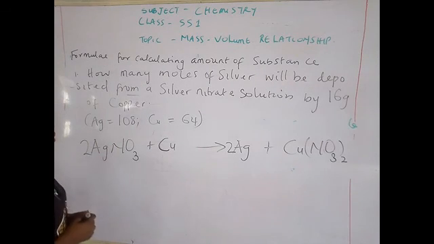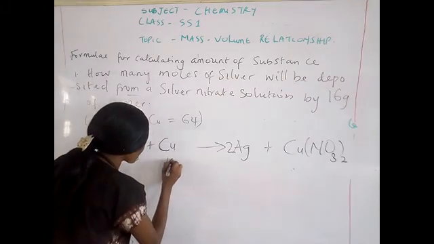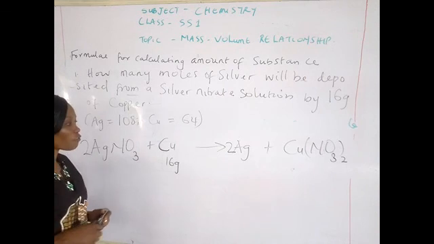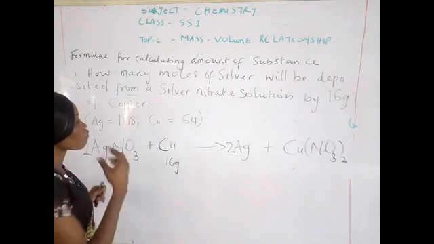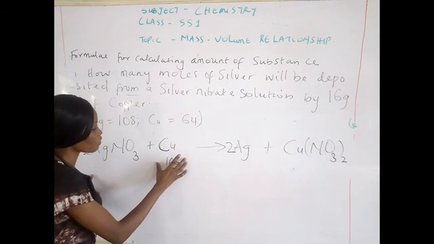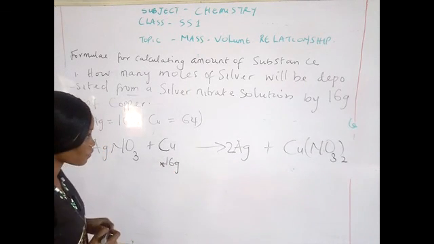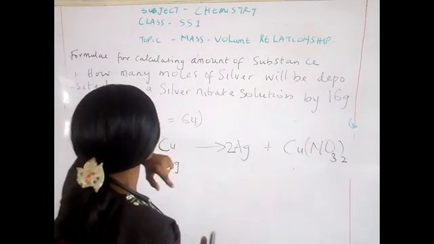All right, now let's look at the parameters we have. We have 16 grams of copper. Remember when you are solving the equation on this, you ask yourself 2 questions. The first one is, what do you have? What do you have means for which of the species are you given parameter? You are given parameter for copper. Then the next question you ask yourself is, what are you looking for? That means, which of the species do you want to do any calculation on? So the species we want to calculate is silver.